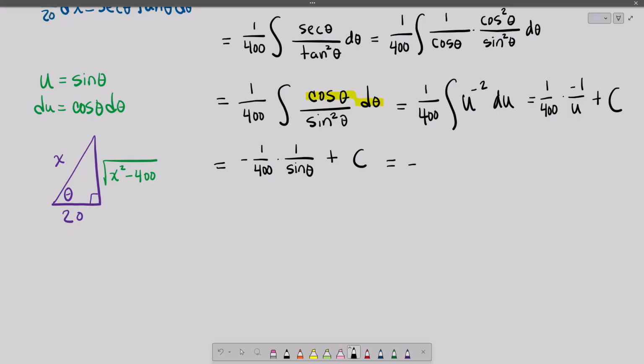Now we can finish this off. So sine of theta, opposite over hypotenuse, but then we're flipping it. So hypotenuse over opposite. So x divided by square root x squared minus 400 plus c.